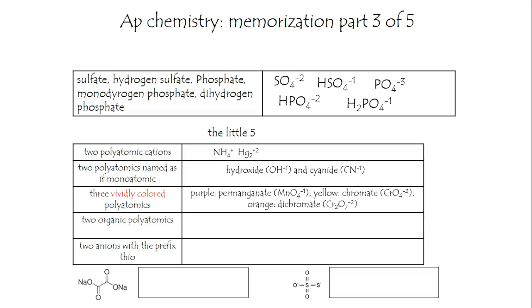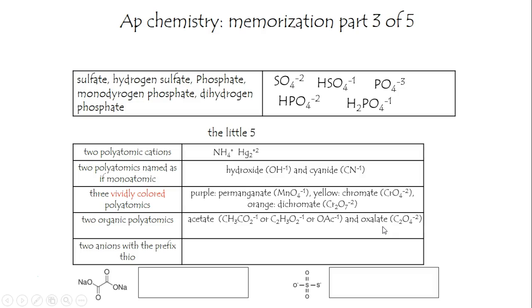Chromate, CrO4 -2, and the dichromate is Cr2O7 with a -2. A couple of organic polyatomics. That's obscure. Could it be oxalate? Yeah, oxalate showed up, as did acetate. This is definitely in the realm of the obscure, but oxalate does show up in AP chemistry, so it's a good one to know.